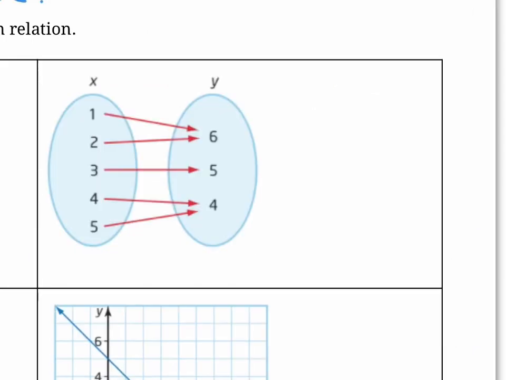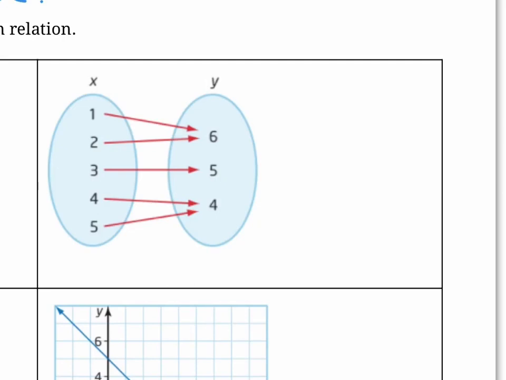How about if we have a mapping diagram? Domain is what is the independent variable allowed to be, here they are, and range is what is the dependent variable allowed to be. In our video on functions, we learned what this notation means and how to write it as points if we wanted to. This is the point 1, 6, and we have 2, 6, and 3, 5, 4, 4, 5, 4.